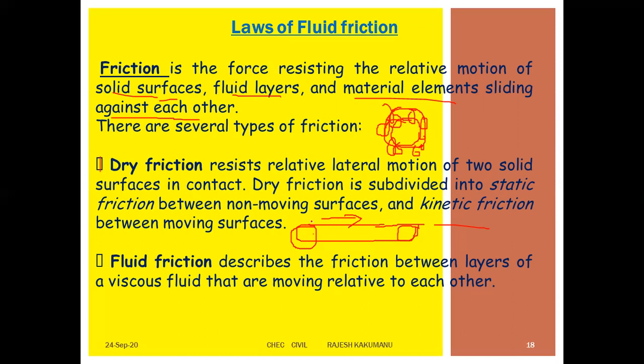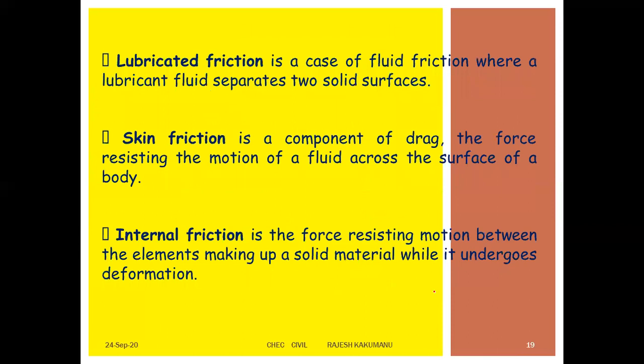Second one, fluid friction. Okay, the fluid friction. The fluid friction describes the friction between the layers of the viscous fluid that are moving relative to each other. For example, if you take a glass of water, right? So whenever it is in motion or whenever it is in movement, you can see the fluid friction acting in the closed bottle. So the friction between the layers of the viscous fluid is nothing but the fluid friction, right?